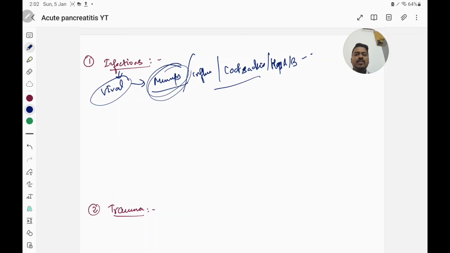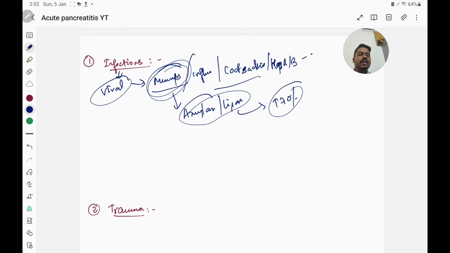In mumps pancreatitis, one important thing to note is that in mumps, there is inflammation of salivary glands. So obviously amylase is going to increase, and lingual lipase is also going to increase. This amylase and lipase can be increased in 70% of the cases of mumps, but these 70% cases don't have pancreatitis. That is one thing that you need to remember.